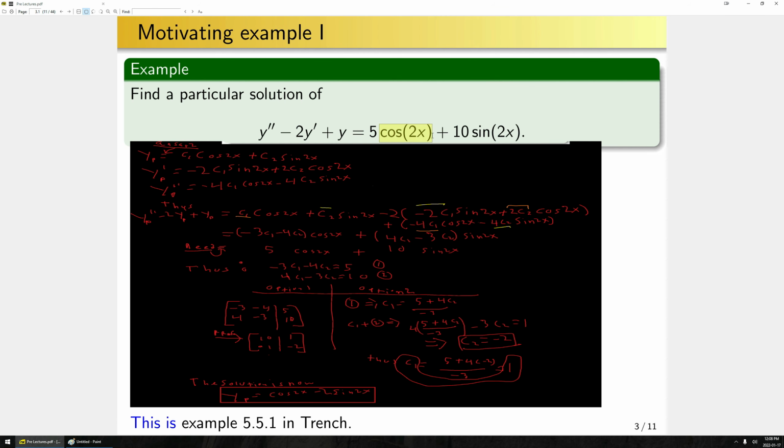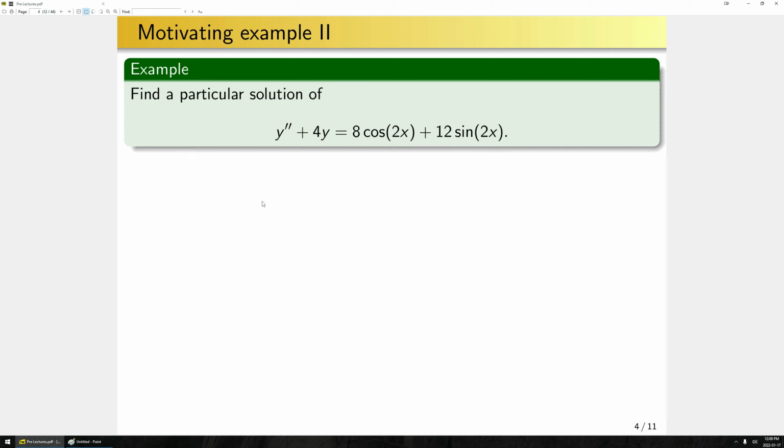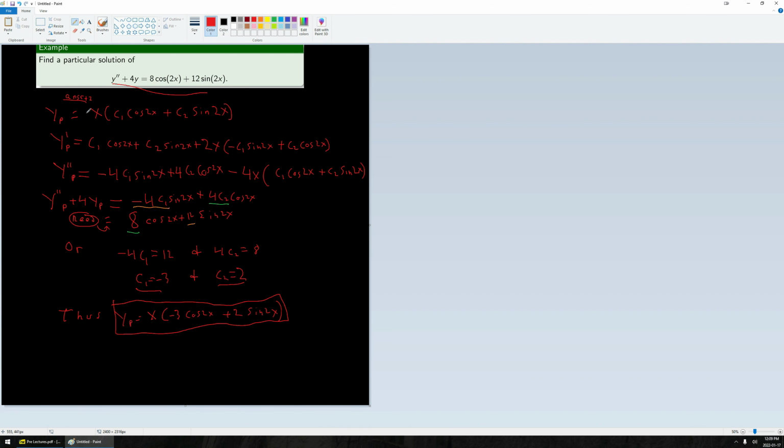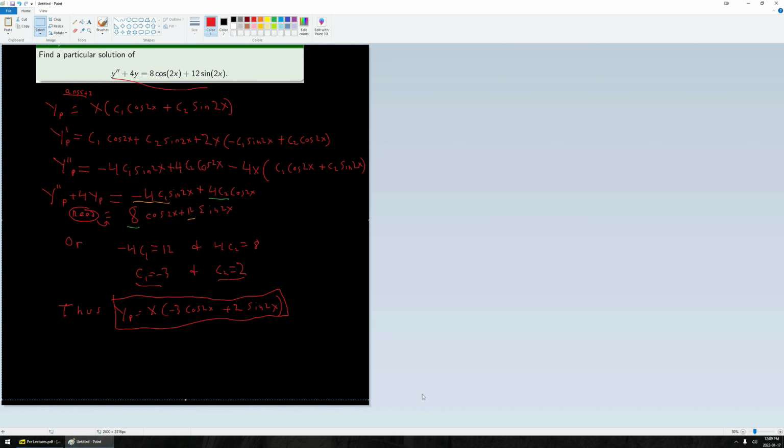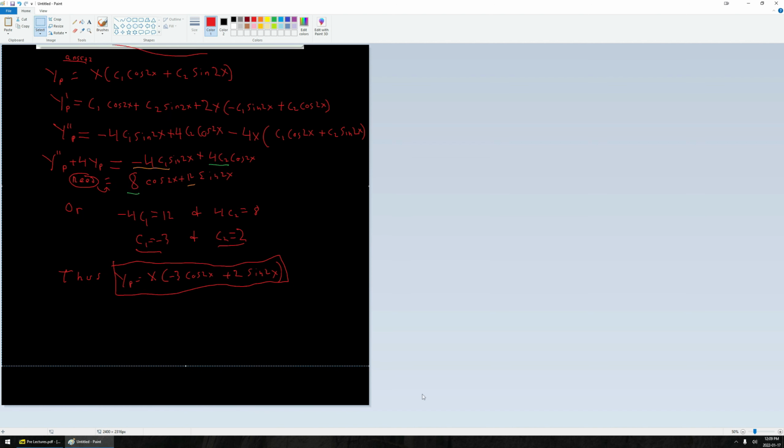If this thing is not a solution to the complementary equation, then we can just simply assume that it's some sum of sines and cosines with arbitrary coefficients in front of those two terms. On the other hand, if this sine of 2x and cosine of 2x term end up solving this function here, then we need to make this other ansatz where we take x times the sum of the sines and cosines.